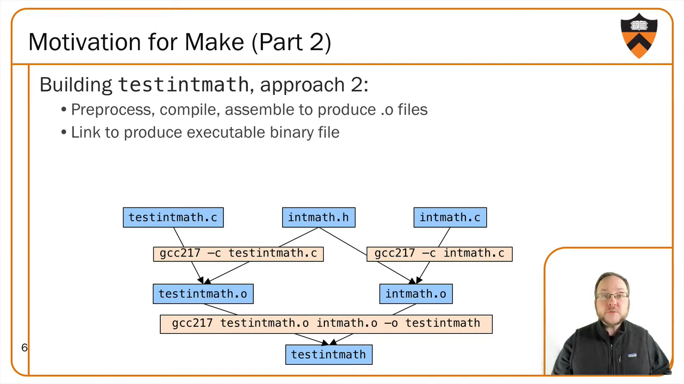So as a first step to avoid this, in the real world, the build process is done in two levels, rather than with the all-in-one shortcut. Step 1 is to preprocess, compile, and assemble the .c files to generate .o files. And then step 2 is to link the .o files to generate the executable binary.